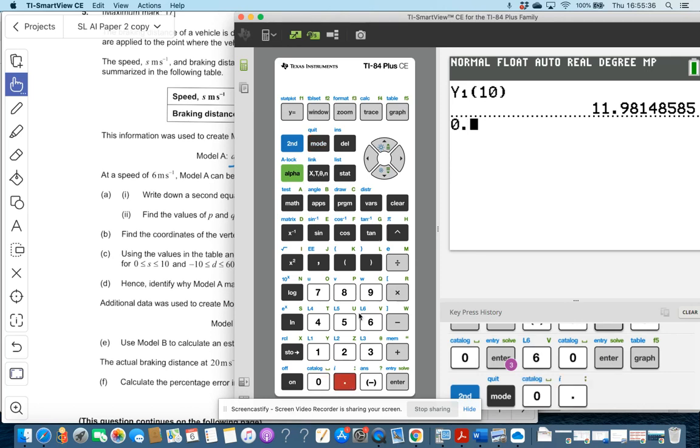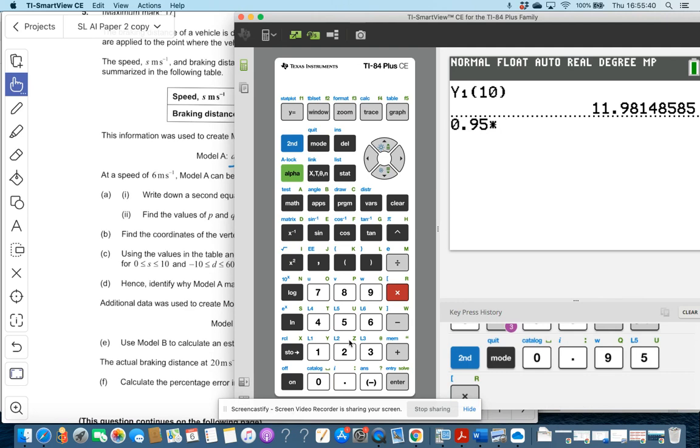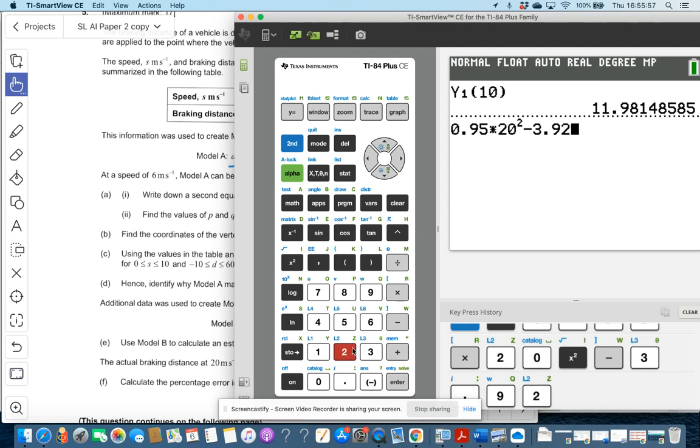0.95 times 20 squared. New model, in case we made a mistake on the other model. It reset the question for us here. Times 3.92 times 20.